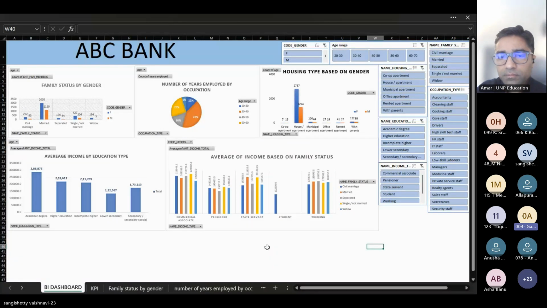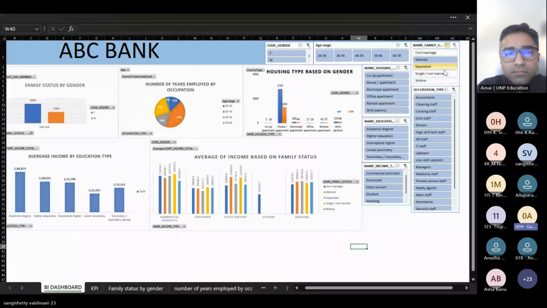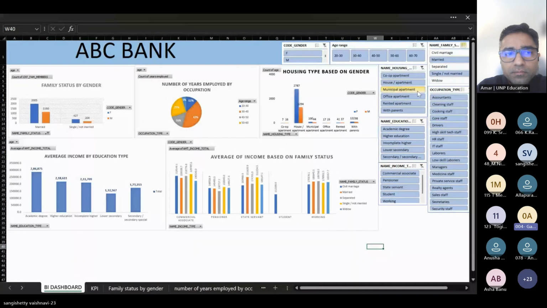So coming to the first graph, it represents the distribution of family members based on marital status, categorized by gender and the grand total. And we can see from the graph that the majority of the females are married compared to the men, and this indicates that many women are in marital relationships. There are more single or not married women, that is 427 people, than men, that is 204.